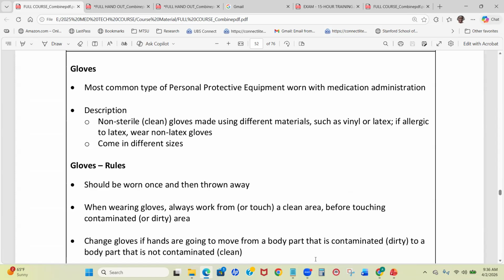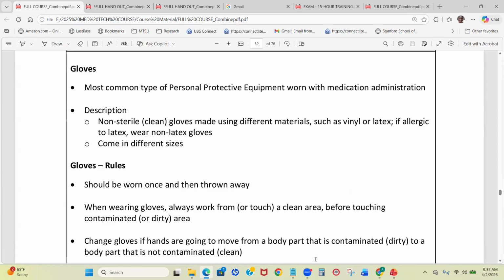beside you doing hand washing. Gloves are very important. We have the non-sterile gloves, and then we have the sterile gloves. Most of the time our work will be using the non-sterile. Make sure you know your size, whether you wear small, medium, large, or extra large. Be sure to wear the one that fits you well.